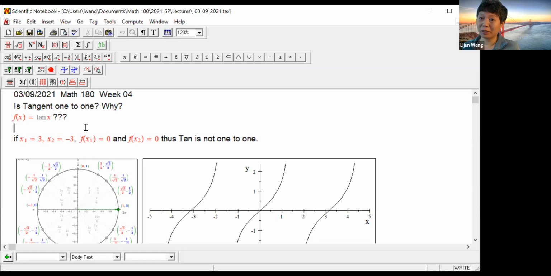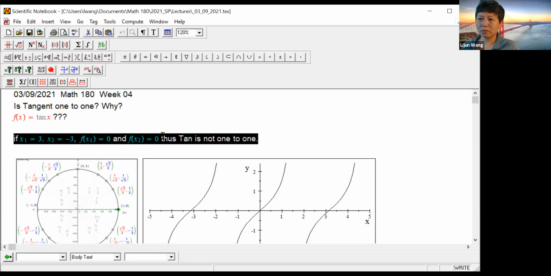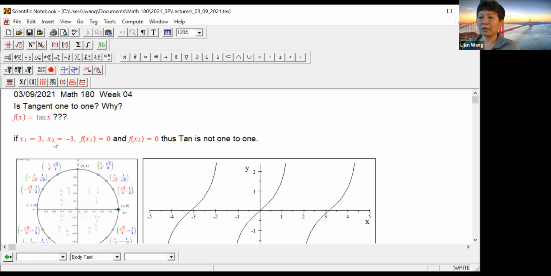I'm telling you how I'm grading your work. I check your logical structure, right? You did not use "whenever," which is good. The next one is your choices of input, and they are in the domain. They're not odd multiples of pi over 2. You're referring to tangent x, right? All these things I'm going to be checking. And now you claim that f of x1 equals 0 and f of x2 equals 0.